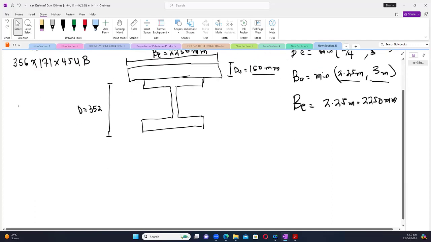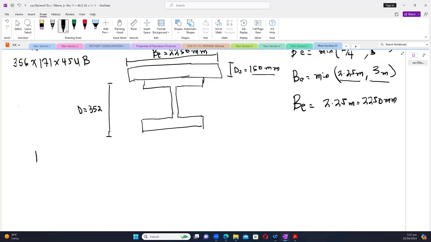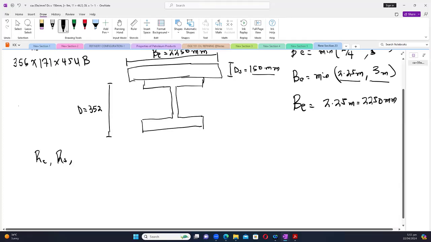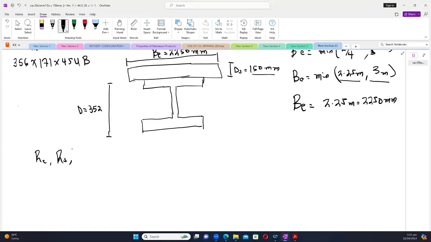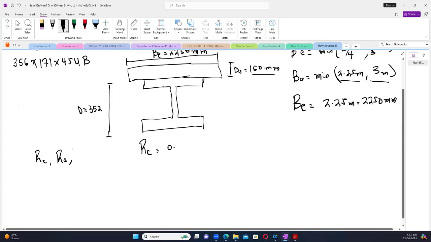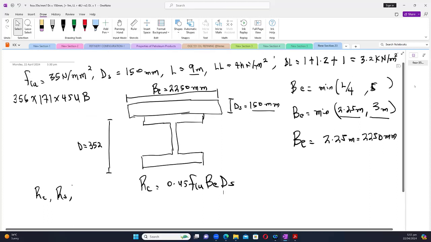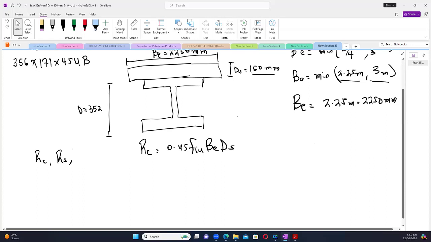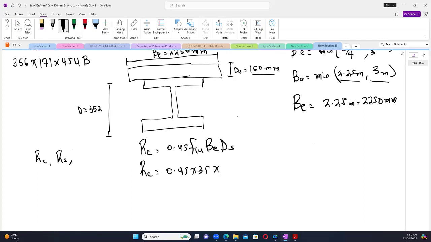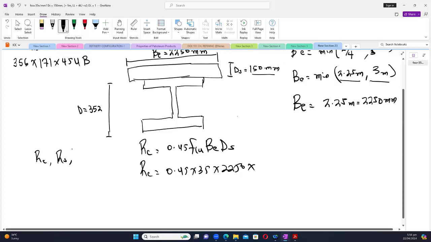So with this, we will start with something like finding RC and maybe RS. In fact, we even need to do RW to be holistic. But let's start with RC. RC is given as 0.45 FCU BE DS. And all these parameters, as we speak now, are given. We have FCU as 35, we have BE as 2250, and we have DS as 150. So RC becomes 0.45 times 35 times 2250 times 150.